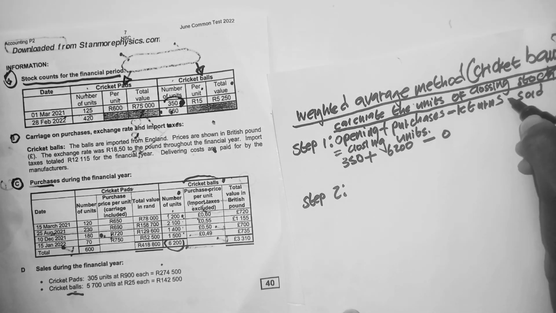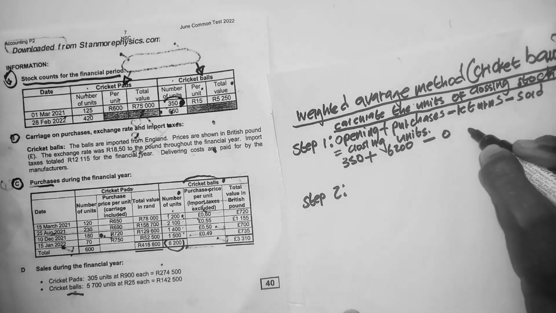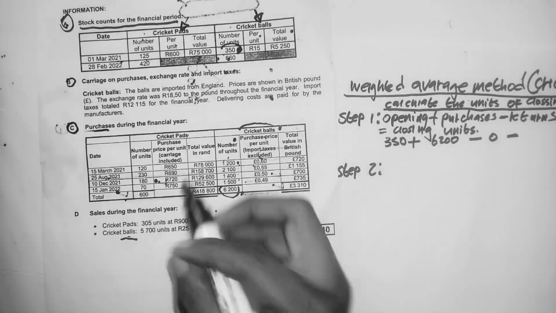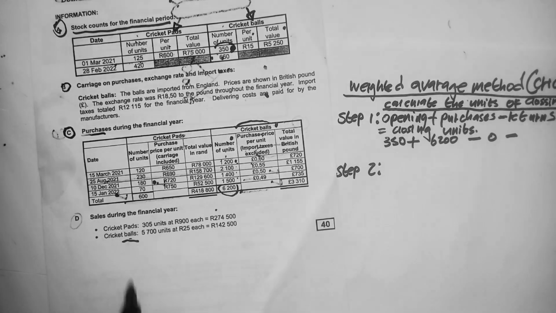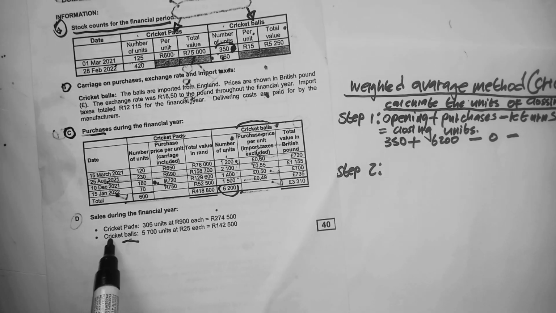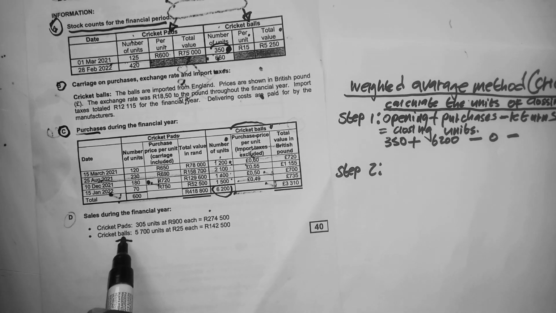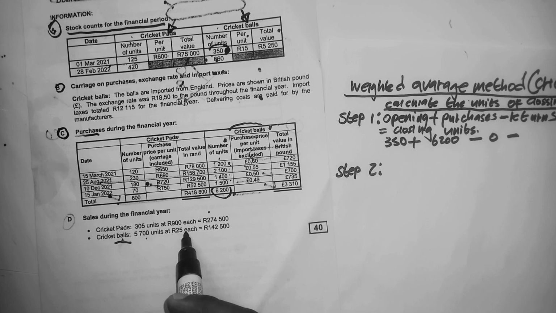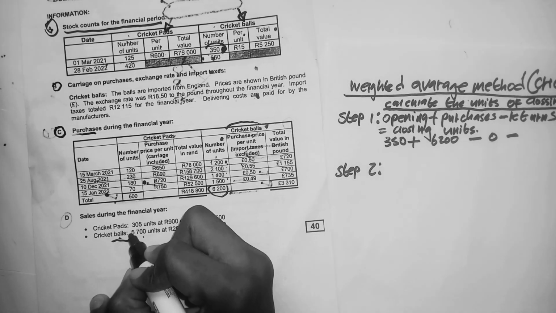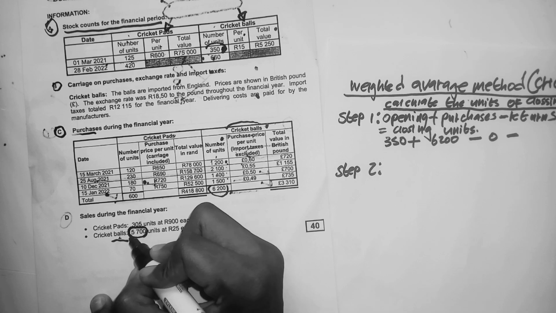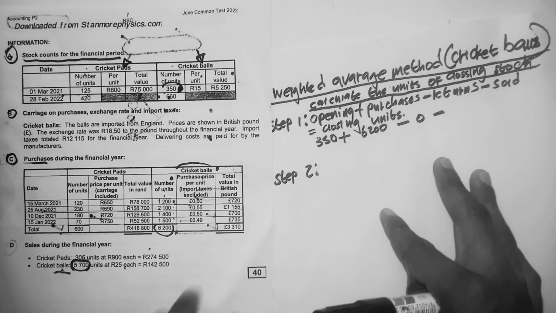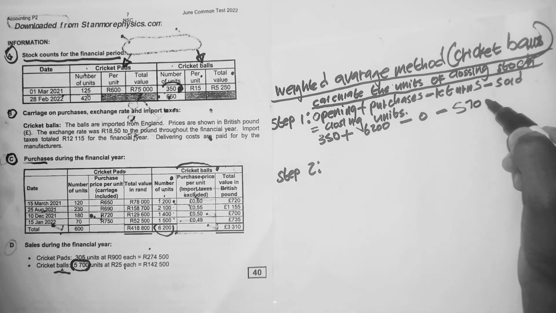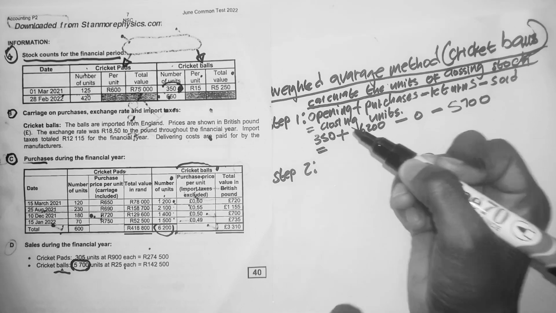Then the formula says minus units sold, or sales. So let's go and check. Sales is information number D. They are saying cricket balls. Remember, we're dealing with cricket balls, not pets. They're saying cricket balls of 5,700 units at 25 rand each were sold, which means we sold 5,700 units. So we write it down. The units sold is minus 5,700.